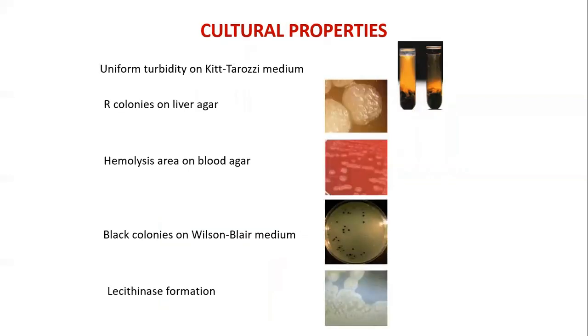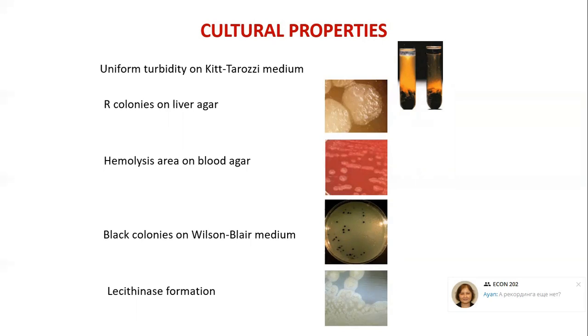For the cultivation of Clostridia, a liquid Kitt-Tarozzi medium is used, as well as solid nutrient media, which are liver agar, iron sulfite agar, Zeissler's glucose blood agar, and cultivation in anaerostats. In the environment of Kitt-Tarozzi and meat-peptone broth under anaerobic conditions, the growth of Clostridium botulinum is accompanied by uniform turbidity. On liver or sugar agar under anaerobic conditions, Clostridium botulinum forms rough, R-shaped colonies.